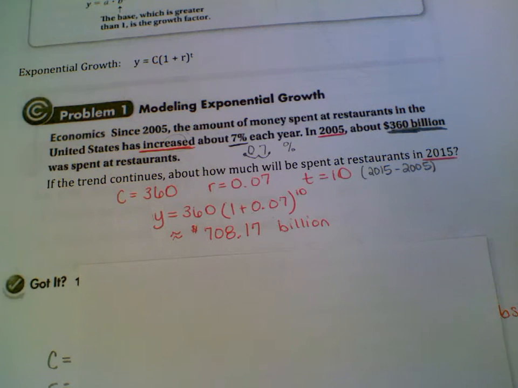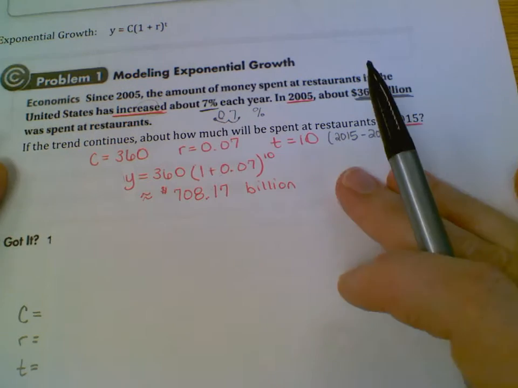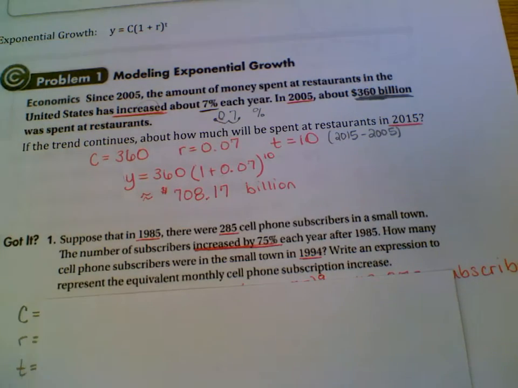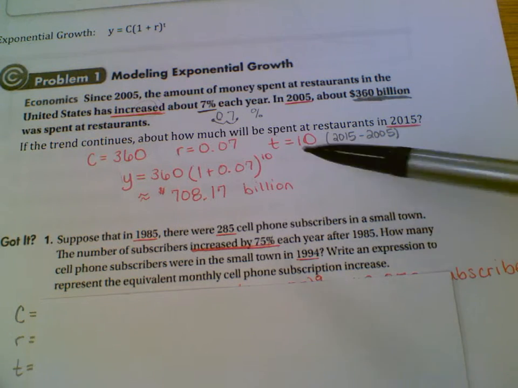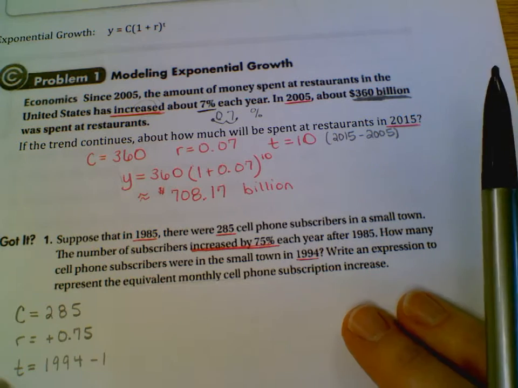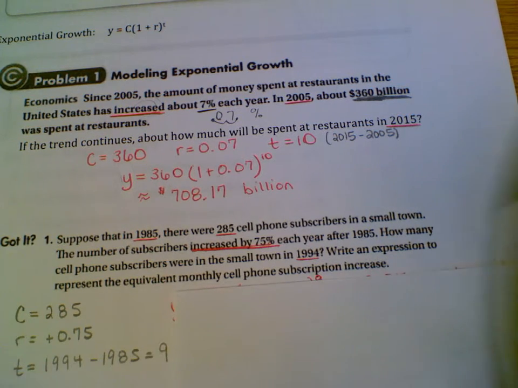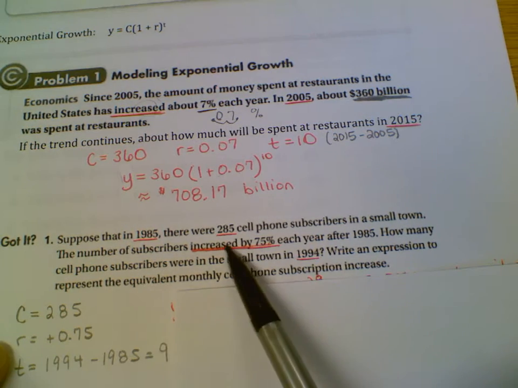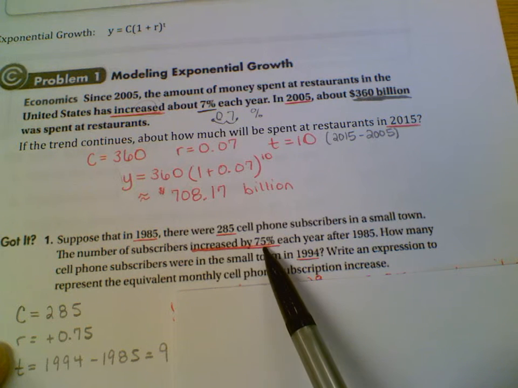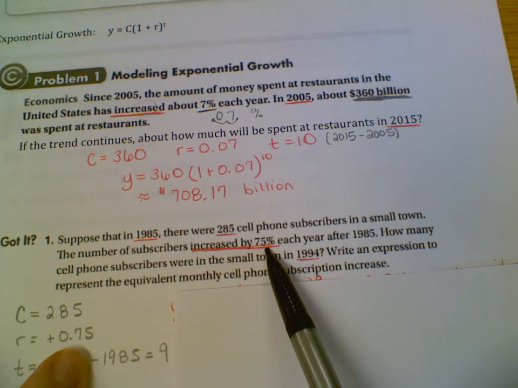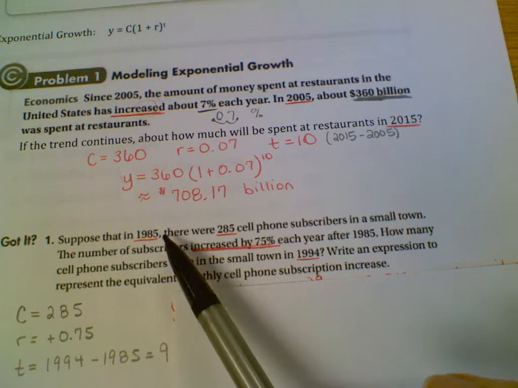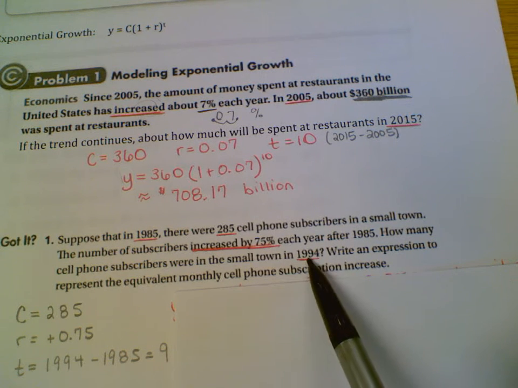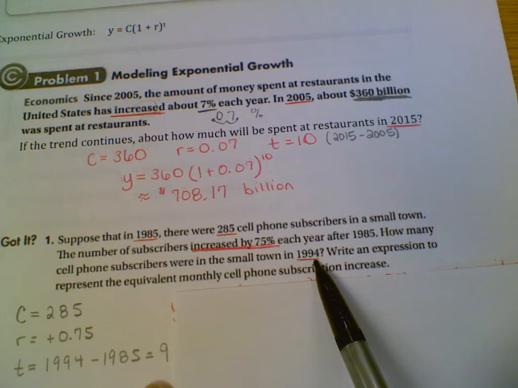Okay, you're going to pause the video and see if you can set up the got it question. So in the got it question, I was underlining some of my important information. My initial amount is starting at 285, and then my rate is increasing, so I'm going to be adding in a positive, and I change my percent to a decimal, so 0.75. And then for my time, I have 2 years, so I want to subtract and find the difference between the two. I would subtract them and I would get 9 years.